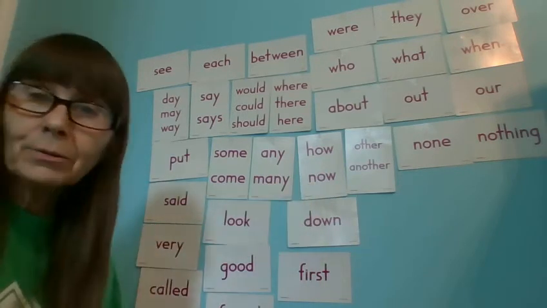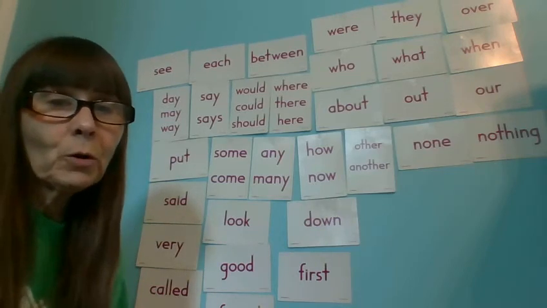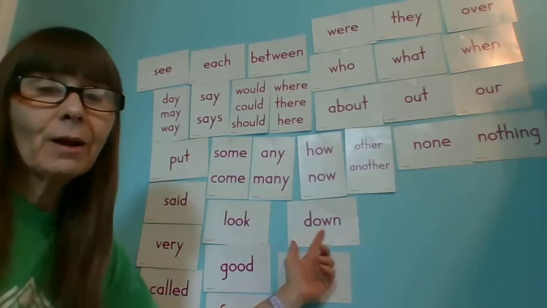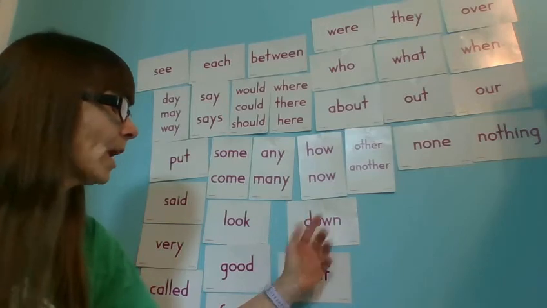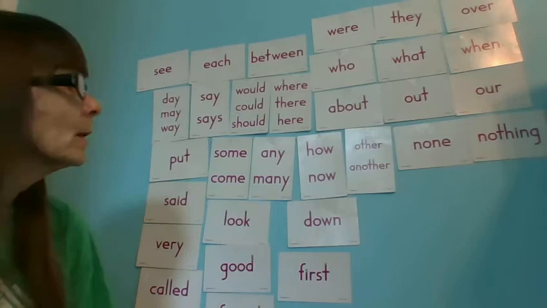How and now. Again, vowel team OW. If you know vowel team OW, you shouldn't have any difficulty recognizing that. And again, down, same idea. Vowel team OW, and if you tap it out, down, you should be able to tap it out.